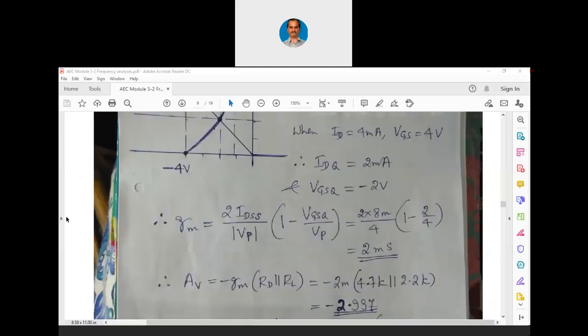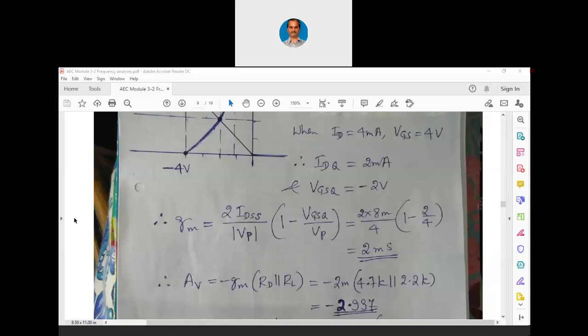Now we can find out the voltage gain. AV is minus GM into RD parallel with RL. Substituting the values, we get around minus 2.997. Earlier also we used to get such values only, and we had discussed that FET is not a very good voltage amplifier when compared to BJT. Here it is giving only a gain of around 3 times, whereas the BJT will give more than 150, 200 times the voltage gain.